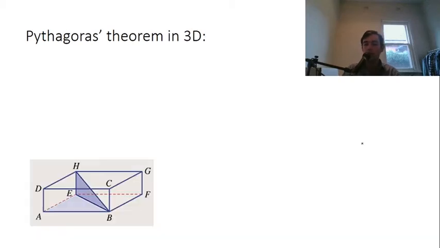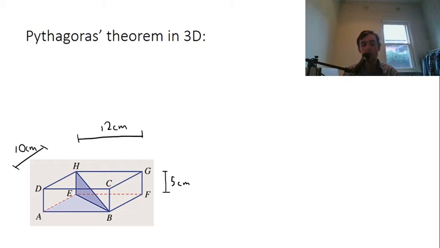All right, so let's do a trickier example. Now this is a two-stage problem, sorry. Now, let's say we've got this shape, this rectangular prism, and let's say this length is 5 centimeters. And let's say this one is 10 centimeters. And this one is 12 centimeters.